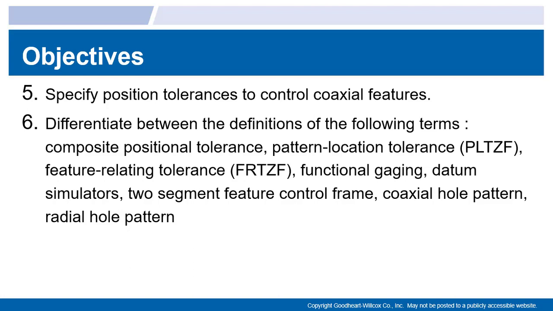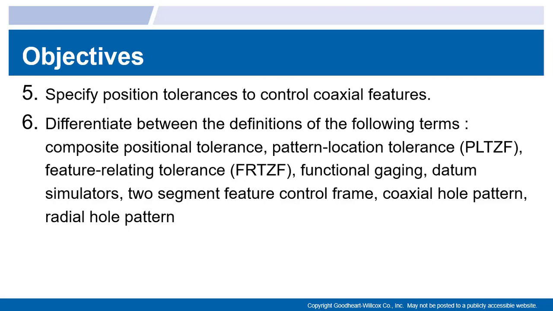And number 6, differentiate between the following definitions of the following terms: composite positional tolerance, pattern location tolerance, that is the pattern locating tolerance zone framework, and the feature related tolerance, that's the feature relating tolerance zone framework, functional gauging, datum simulators, two-segment feature control frames, coaxial hole patterns, and radial hole patterns.